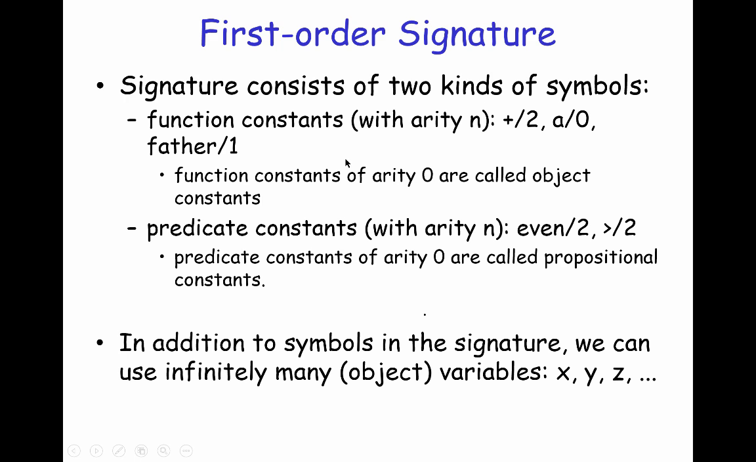So function constants denote how you can talk about objects in the domain. Okay, so you can say A is an object constant, no argument. You can also talk about father of A. In that case, father is a function constant that has only one argument. Or you can have an arithmetic function which takes two numbers as arguments. Each of these actually denotes individuals in the domain.